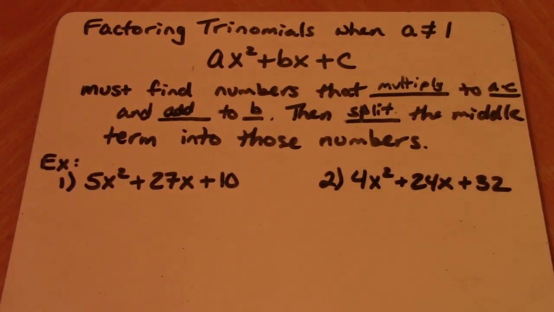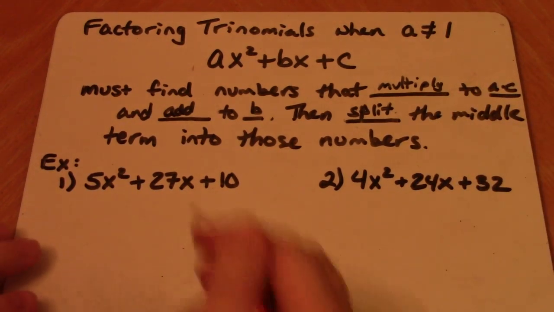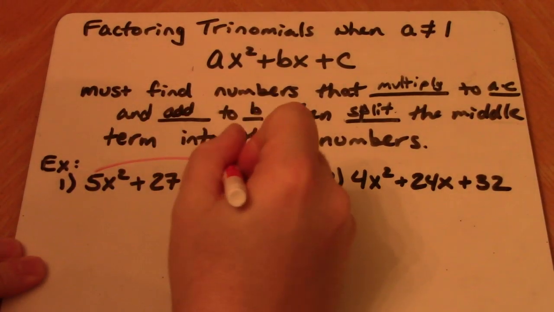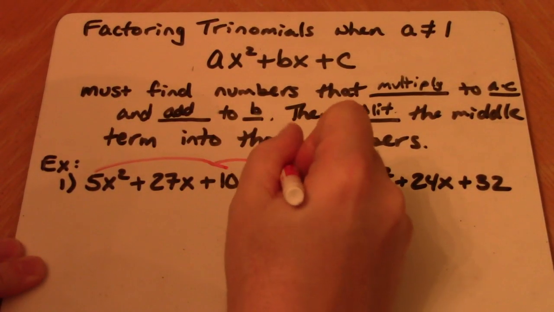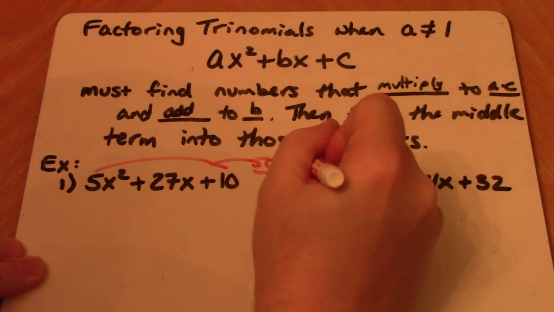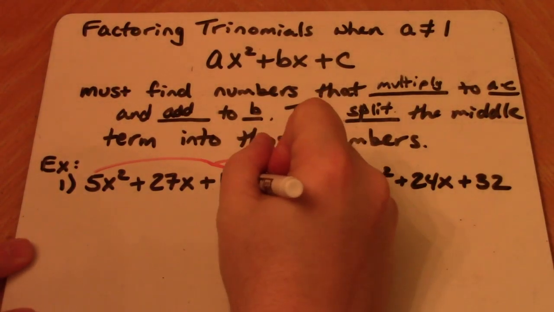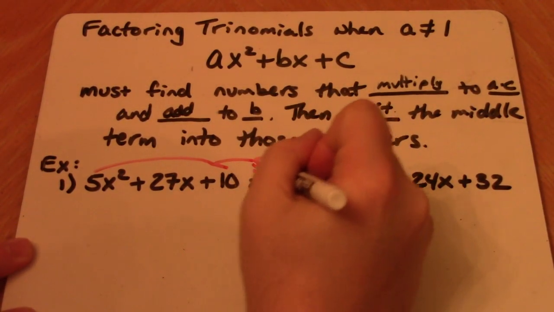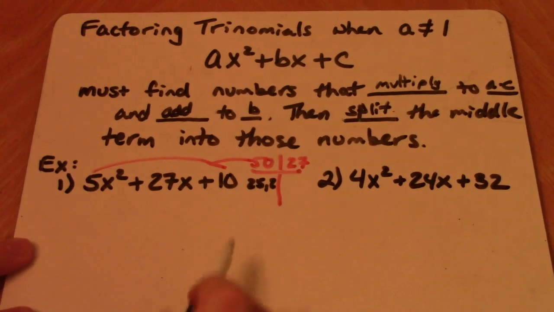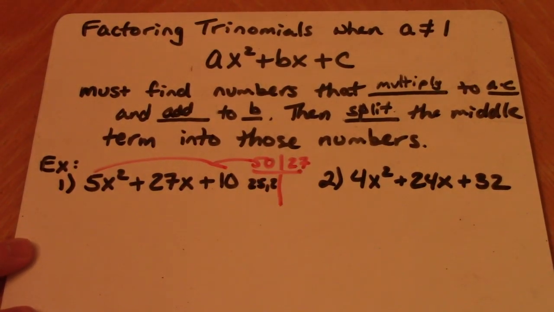So for instance, on number 1, we're doing 5 times 10, which is 50. So we need numbers that multiply to 50 and add to 27. That would be 25 and 2. 25 times 2 is 50. 25 plus 2 is 27.